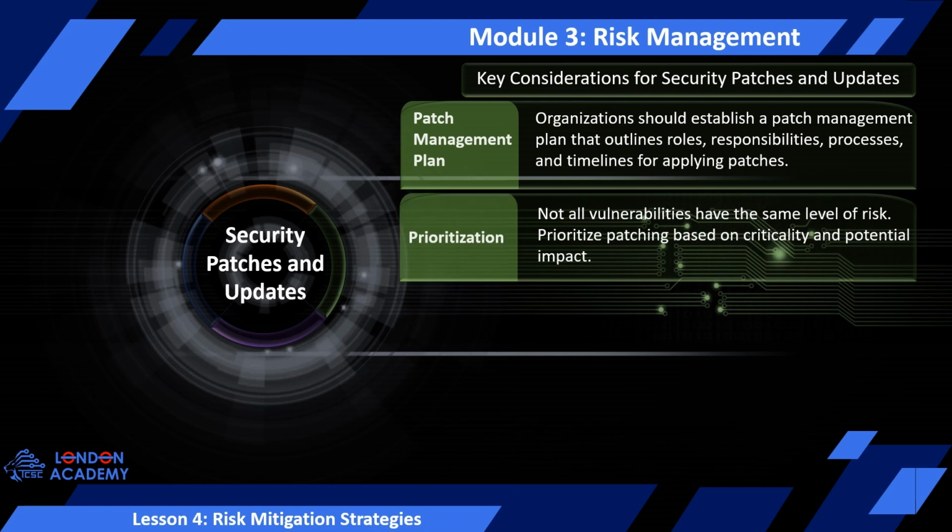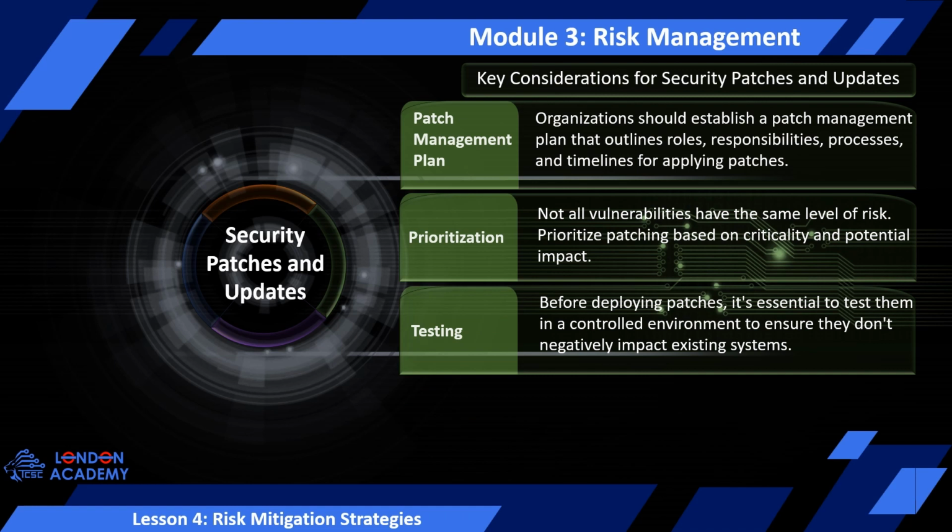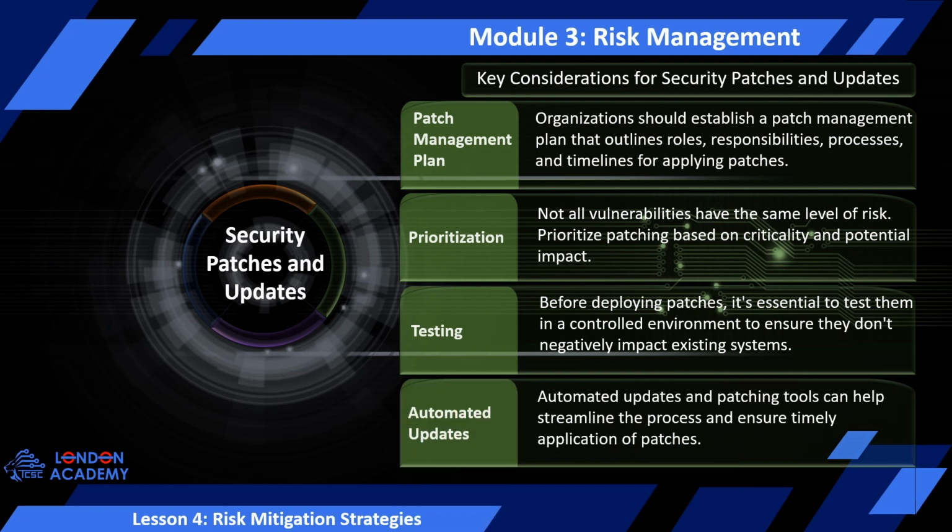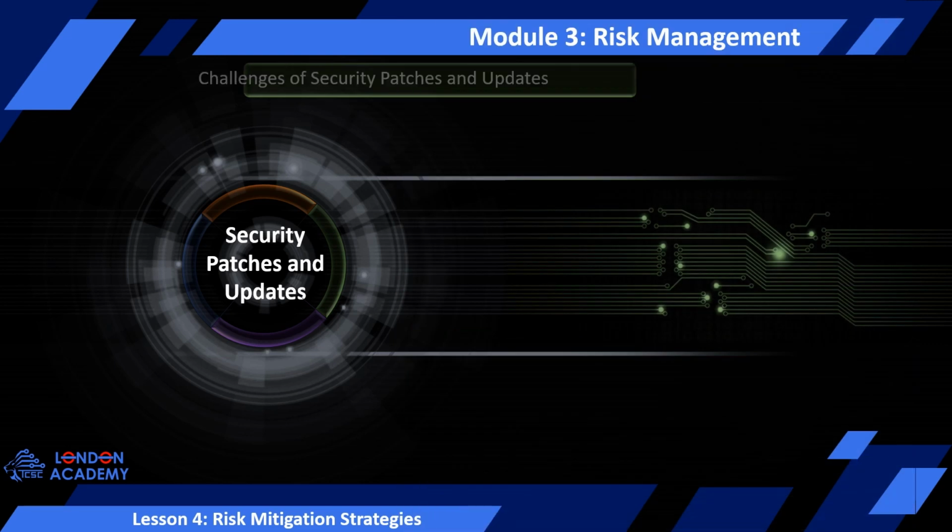Prioritization. Not all vulnerabilities have the same level of risk. Prioritize patching based on criticality and potential impact. Testing. Before deploying patches, it's essential to test them in a controlled environment to ensure they don't negatively impact existing systems. Automated updates. Automated updates and patching tools can help streamline the process and ensure timely application of patches.